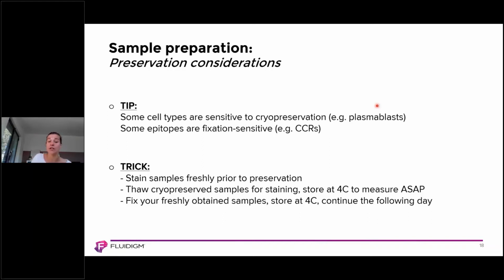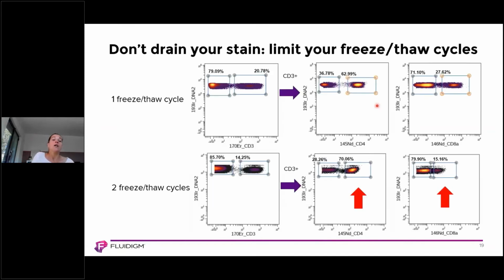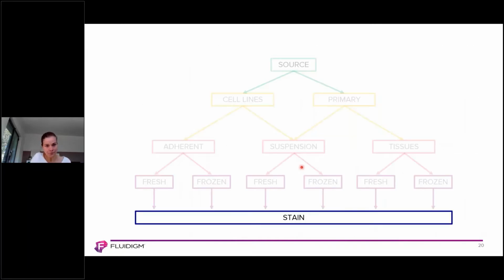So there is no issue with that. Just be really cautious and don't do too many freeze-thaw cycles. If you do that, you will have a decrease of your staining, as you can see here. So one cycle is okay, but if you do more, you will just lose some of your staining. Be really cautious with that.